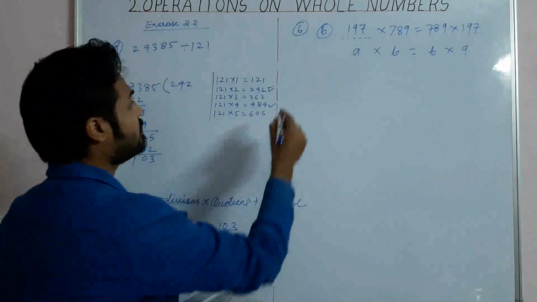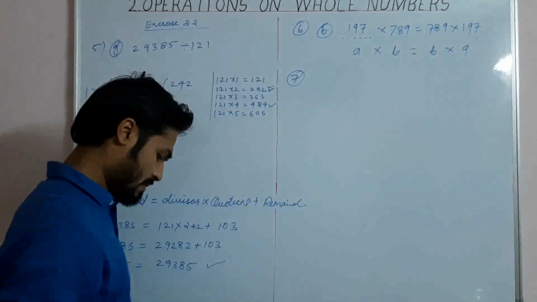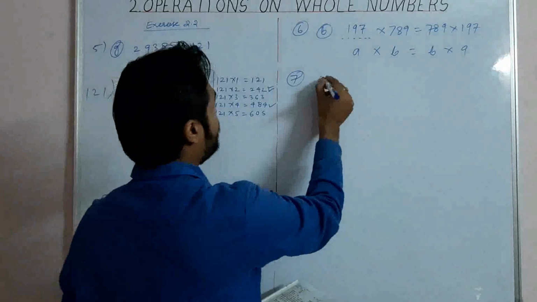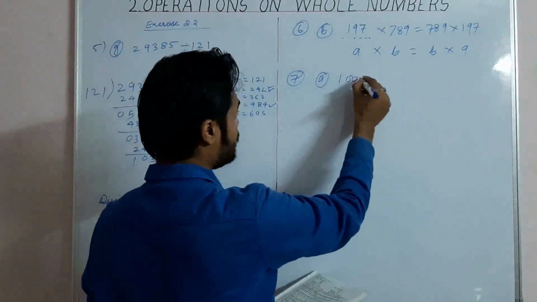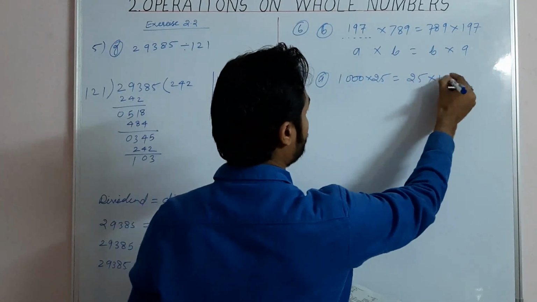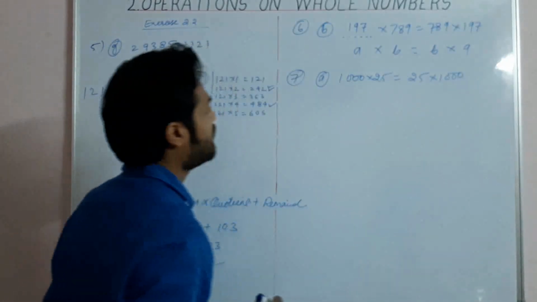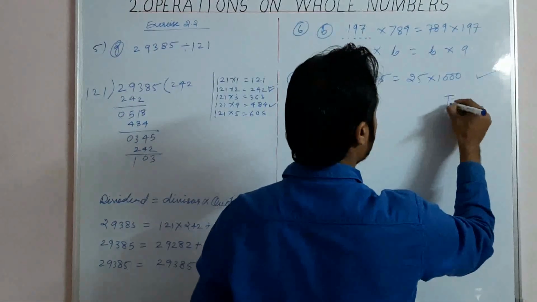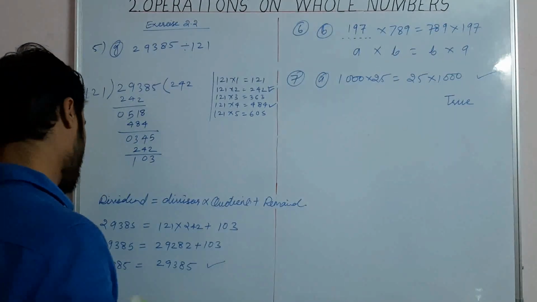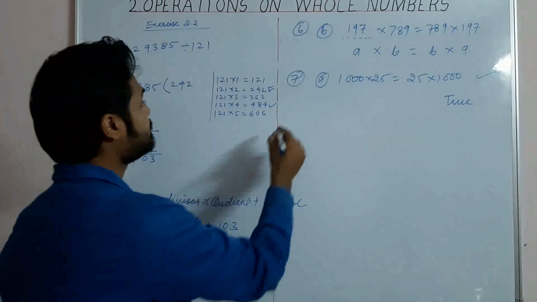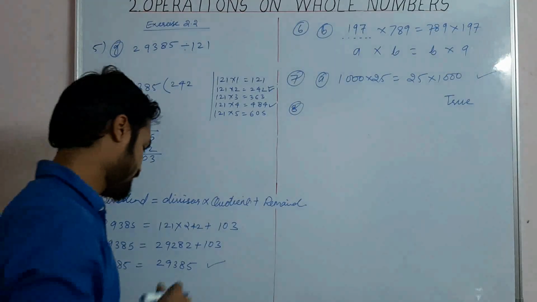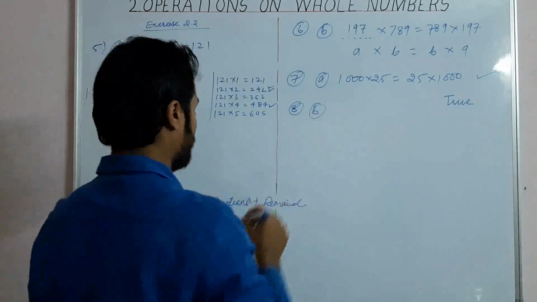Now moving to the 7th problem. Write whether the following statements are true or false. Here, the first statement is 1000 into 25 equals 25 into 1000. I think this statement is true, so we'll write true here. Next we'll solve question number 8. Compare the following tables. So let us take B.